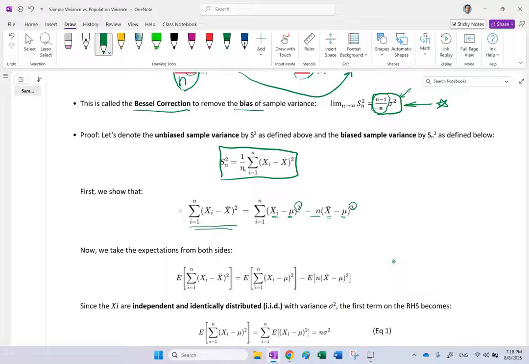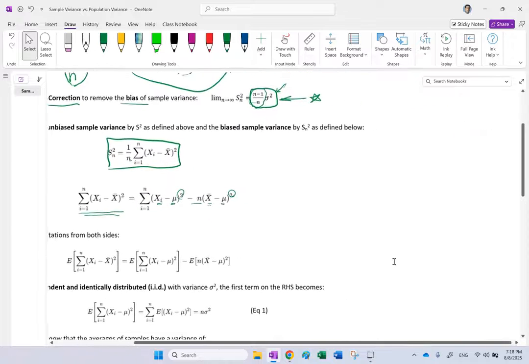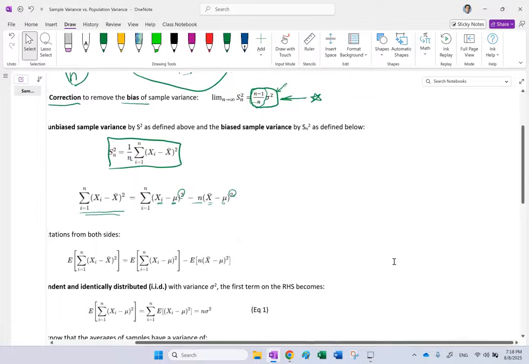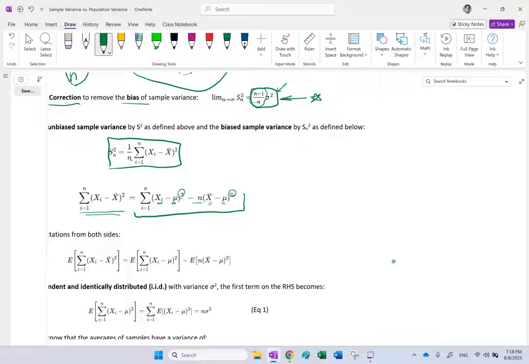And you might say, well, where do you get that one? So first I need to show you this. So let's go ahead and do that. For that, I'm going to start with the right-hand side and I'm going to expand it. So I'm going to square this.